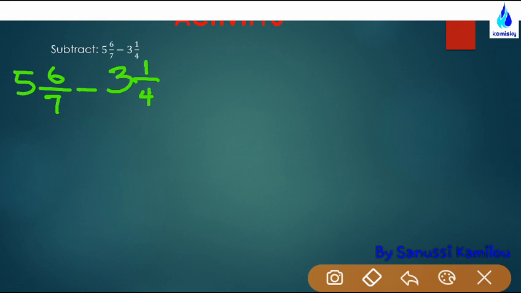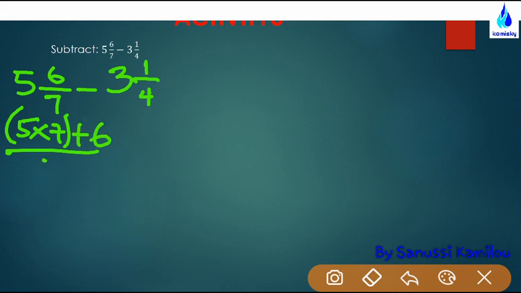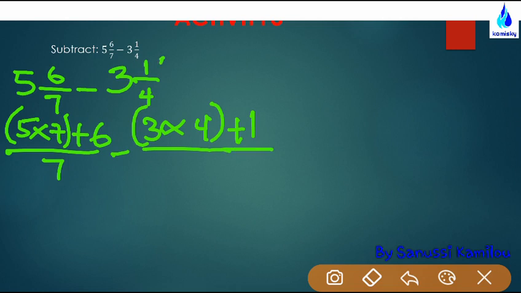So first of all, we are going to convert our fractions into improper fractions. What do we do? We multiply the whole number by the denominator, which is 7, and then add it to the numerator, which is 6. The denominator will be kept. Now we'll do the same thing over here. 3 times 4, the 4 is the denominator, then we add the numerator, which is 1, over 4.